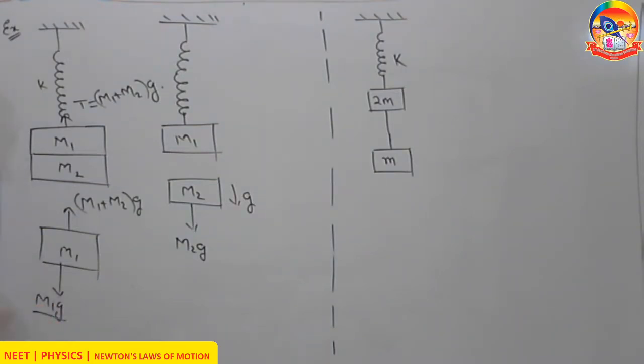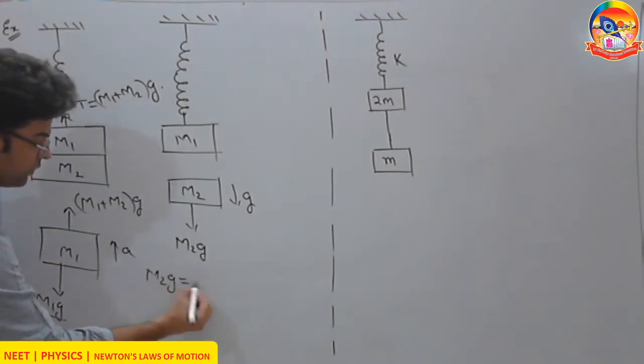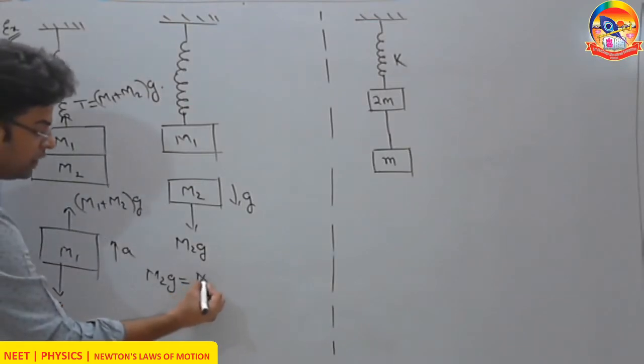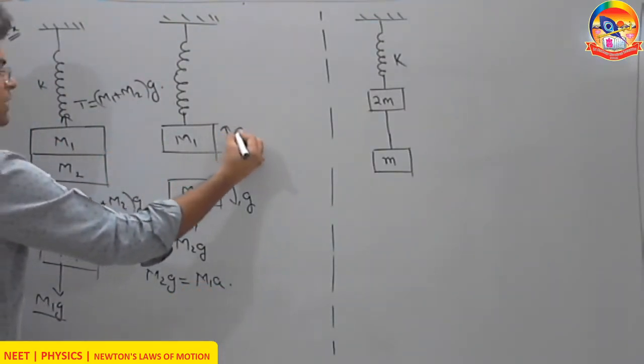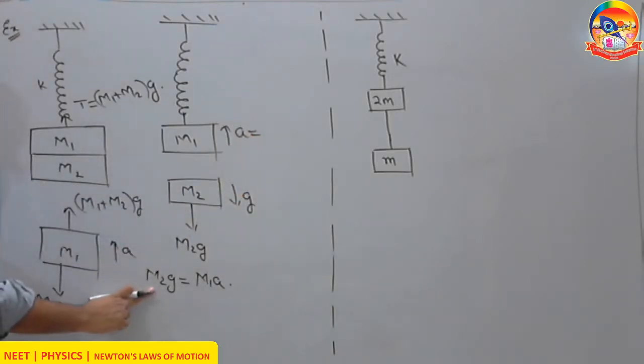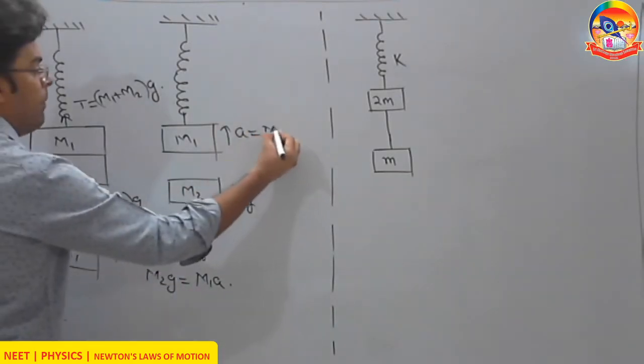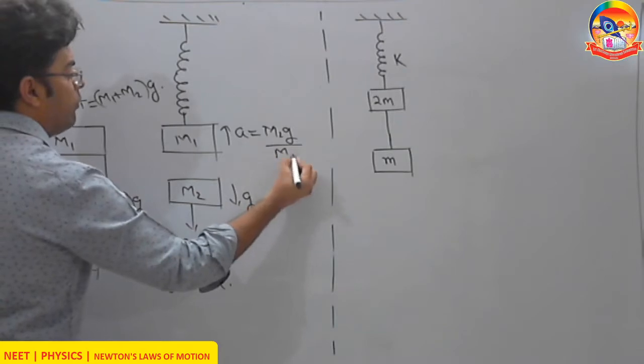So you can see there is a net unbalanced force of m2g, and let's say this block m1 goes up with an acceleration a. So you can write the equation as the net unbalanced force in the direction of acceleration, that is m2g, must be equal to mass into acceleration. So this block m1 goes up with an acceleration equal to m2g by m1.